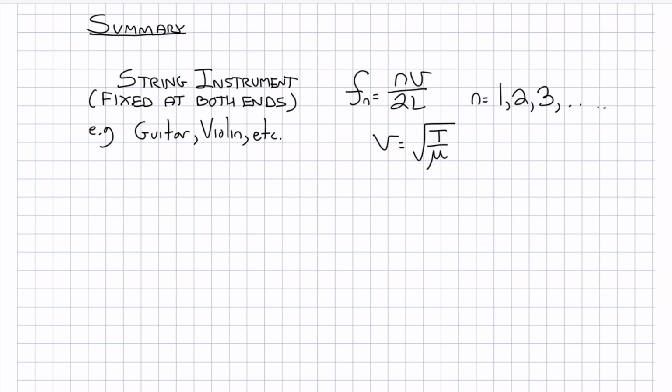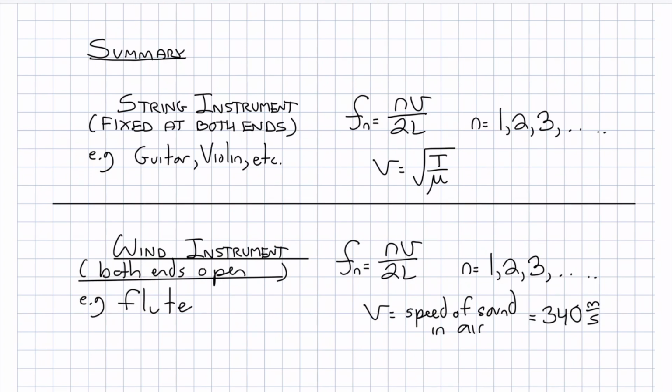And then we looked at wind instruments. We looked at a wind instrument that had both ends open. In other words, there were antinodes at each end. That, for instance, is like a flute. And you'll notice, to get a standing wave in a column of air for that instrument, we're given the formula f = nv/2L, where n is 1, 2, and 3. But this time v is the speed of sound in air, since instead of the string vibrating, it's air molecules vibrating. And we're going to use the standard 340 meters per second. So you notice both those formulas are pretty much exactly the same for a string instrument fixed at both ends and a wind instrument with both ends open.